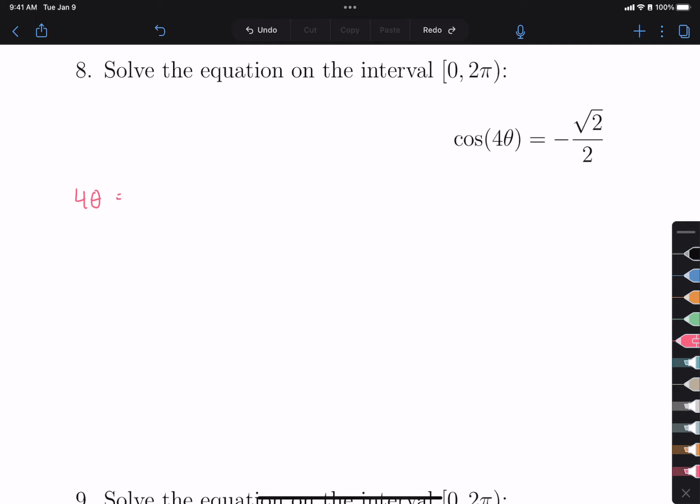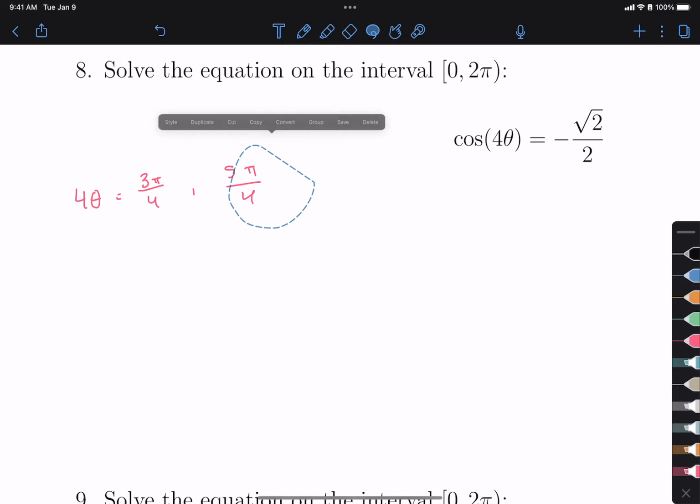So 4 theta can either be 3 pi over 4, or it can be 5 pi over 4, right? So these are the two values on a unit circle that would make this true, right? So if we're doing the cosine of 3 pi over 4, then that's going to be negative root 2 over 2, and same with 5 pi over 4. You should see that on your unit circle, right?